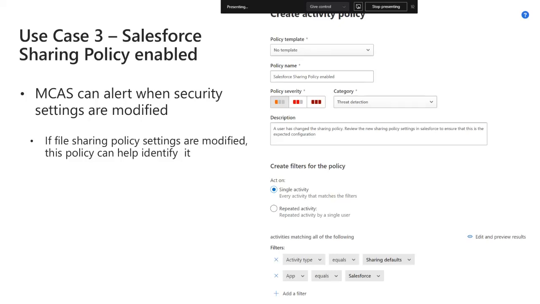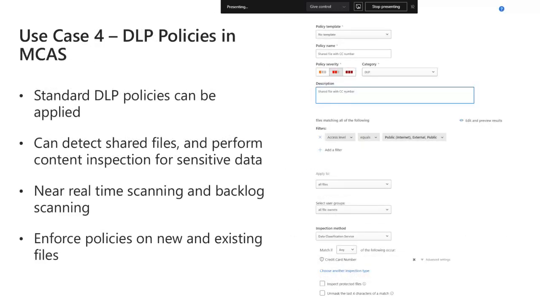And the fourth use case is the DLP policies in MCAS. As we said in the beginning, Salesforce is literally one of the most popular SaaS applications in the world, and it has a lot of files in it. Not only information in the records, in the leads or opportunities. And we in MCAS can download the file and scan the content of the file and alert you if there is sensitive information. This mechanism of downloading the file can be near real time, only for files that are being edited or created right now, or it can be backlog scanning.